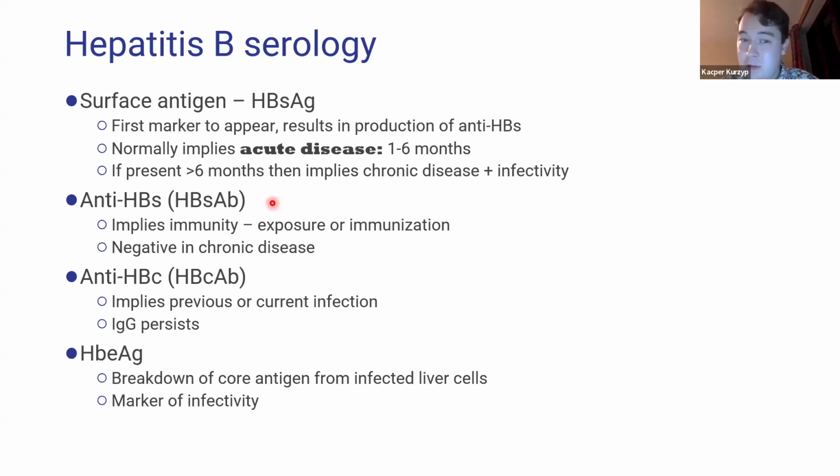Now, the antibodies are your differentiator. If somebody has antibodies against hepatitis B surface antigen, or HBs antibody, that means that they are immune to the virus. They have either been exposed in the past and cleared the virus, or they have been given the vaccine. Interestingly, it's negative in chronic disease. How you can think about it is, if you haven't developed antibody to the surface antigen, well, you are not going to be immune. If you would have developed it, you would have cleared the virus.